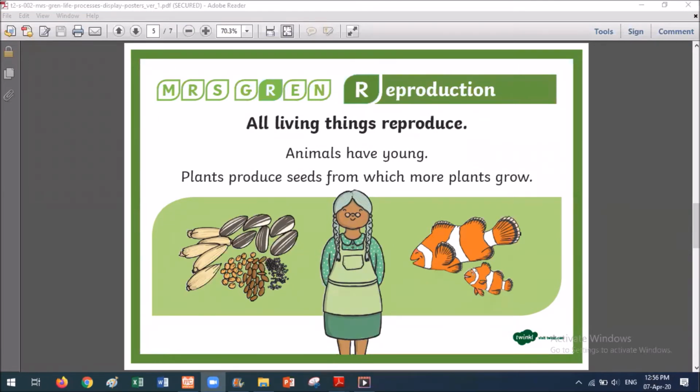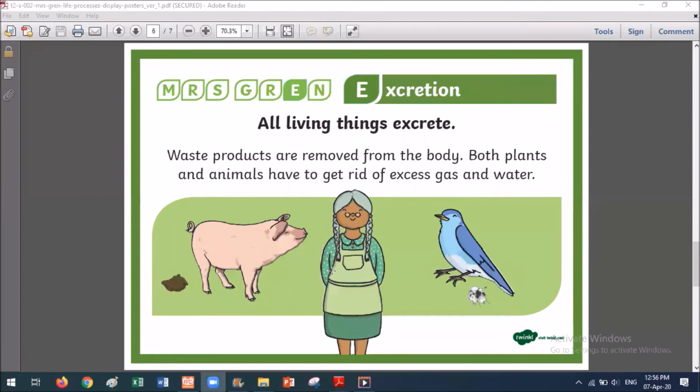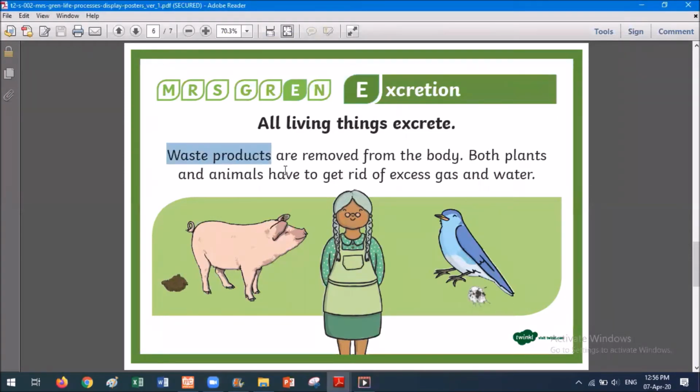Very nice. Okay, so we know that all things reproduce. Next one is all things excrete. Now, we excrete in a certain way. We get rid of waste products. Waste products are the products that we do not need in our body. Both plants and animals have to get rid of excess gas and water.